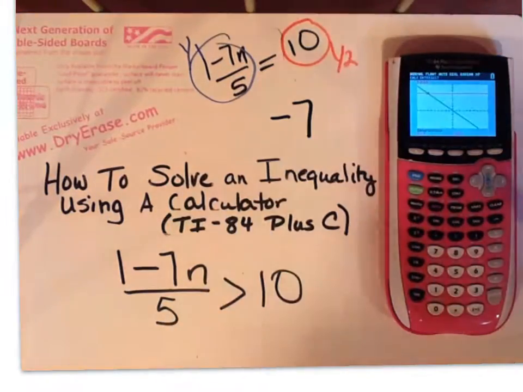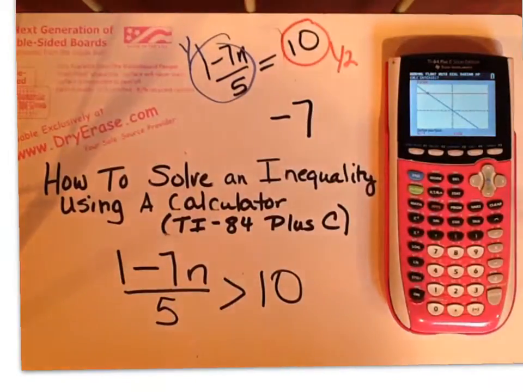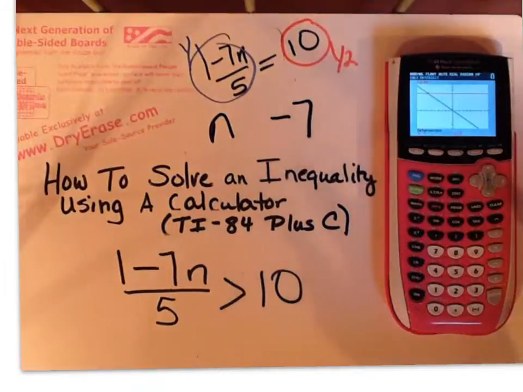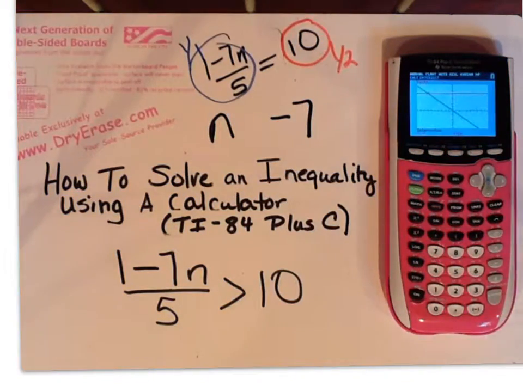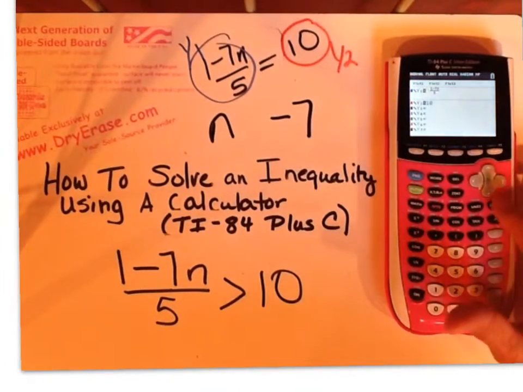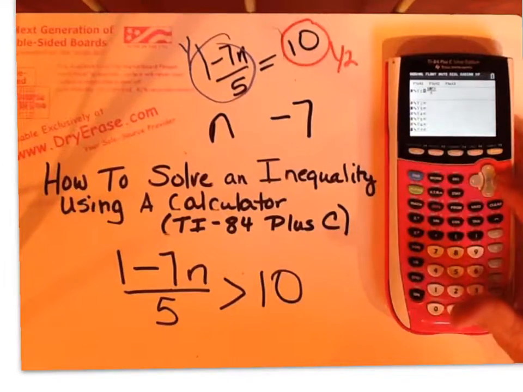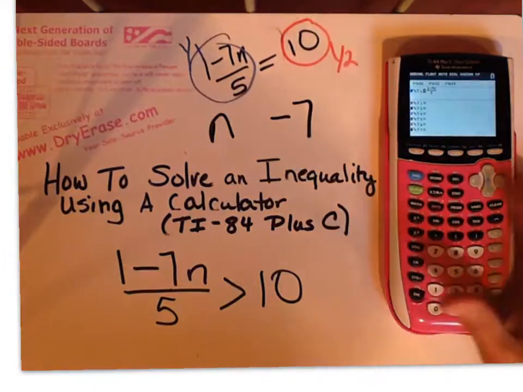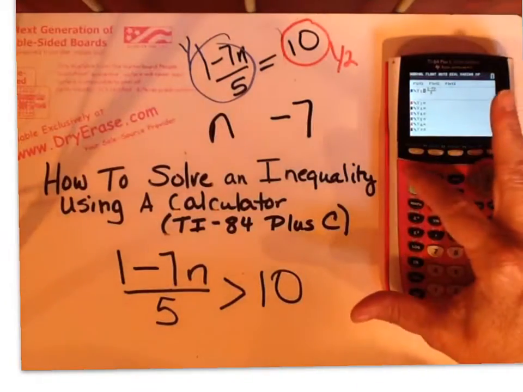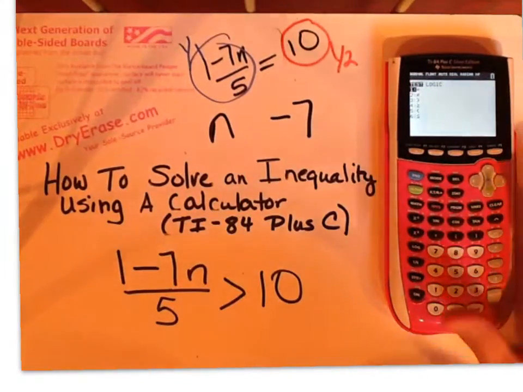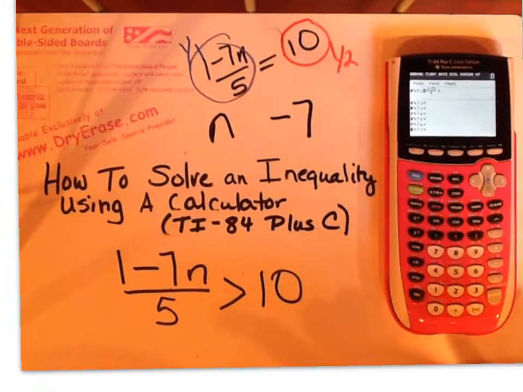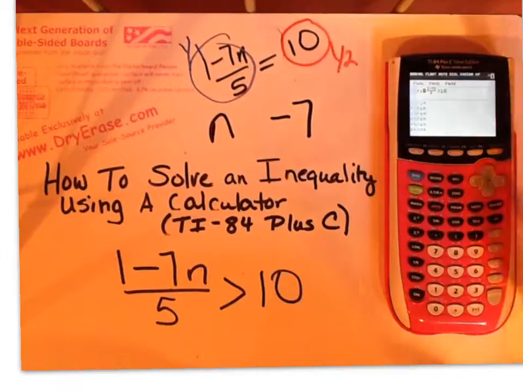Now with an inequality, I need to know which way my inequality points. My graph will tell me the direction. So I'm going to go back to y1, clear my y2, and put everything in my y1. To get my inequality, I have to hit second and math, go down to the greater than symbol, hit enter, and then put in 10, and then hit graph.